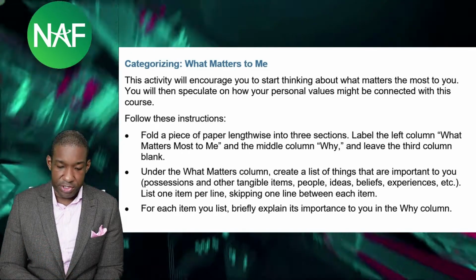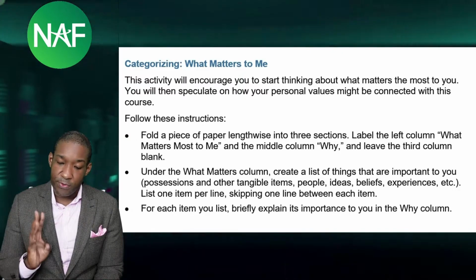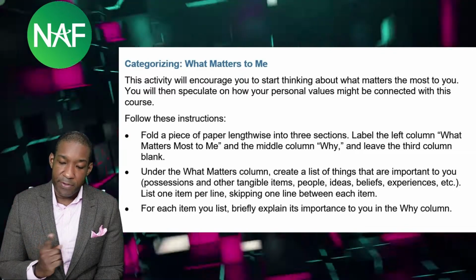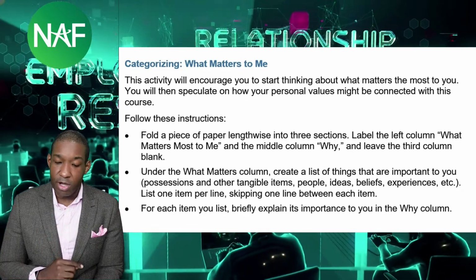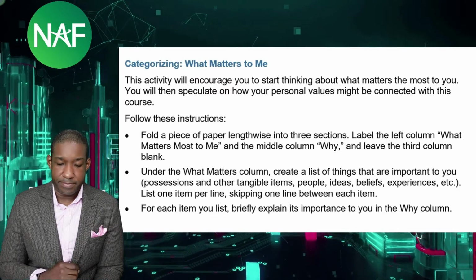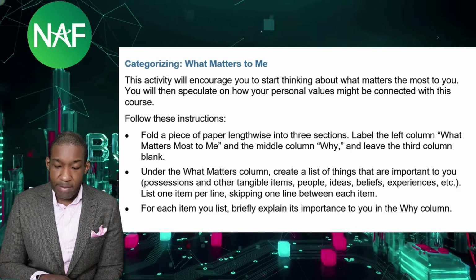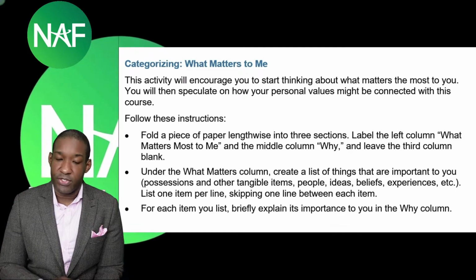Follow these instructions. Fold a piece of paper lengthwise into 3 sections. Label the first column, what matters most to me, and the middle column, why, and leave the third column blank. Under the what matters column, create a list of things that are important to you.